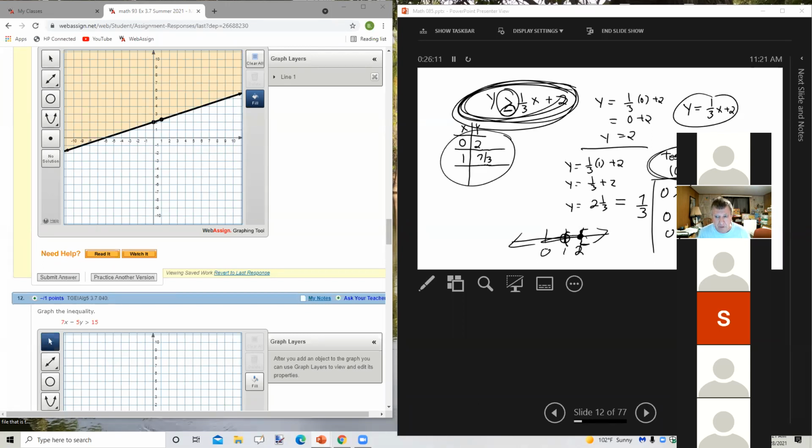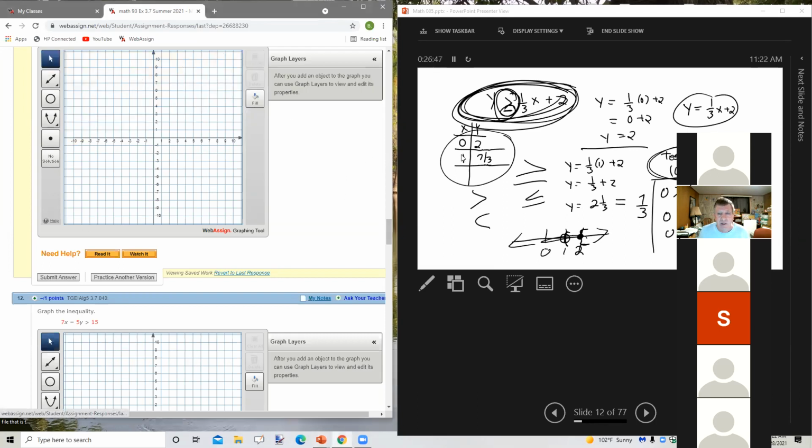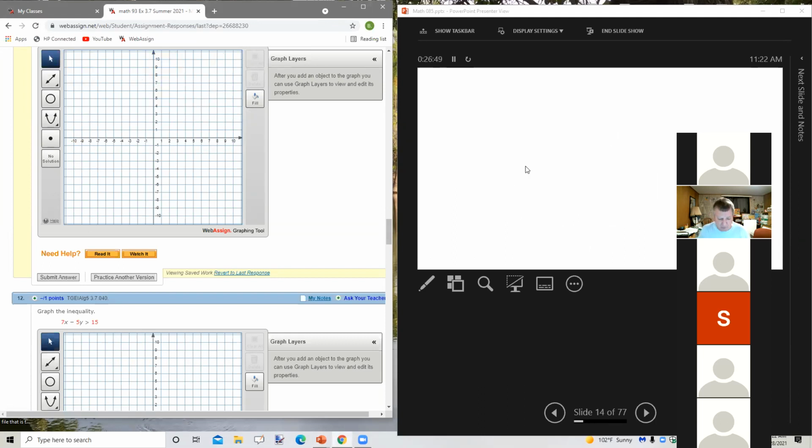Okay, so how do we know when it's supposed to be dotted and when it's not supposed to be dotted? If it says just greater than or just less than, but it doesn't have equal to, it's going to be dotted. If it includes greater than or equal to or less than or equal to, so if it includes the equal to part, it's going to be solid line. Okay, that makes sense. Thank you. You bet. And we're going to look at some more examples here. All right, so let's go ahead and clear all this, and we'll look at another example.